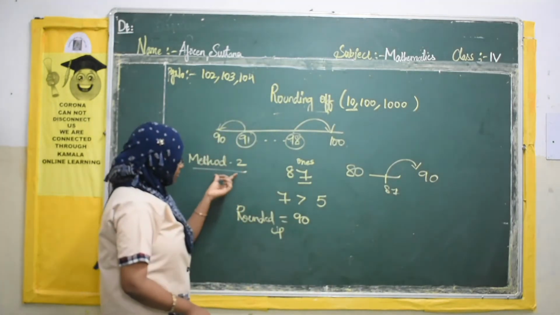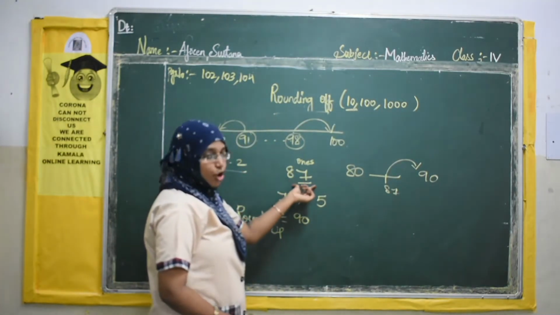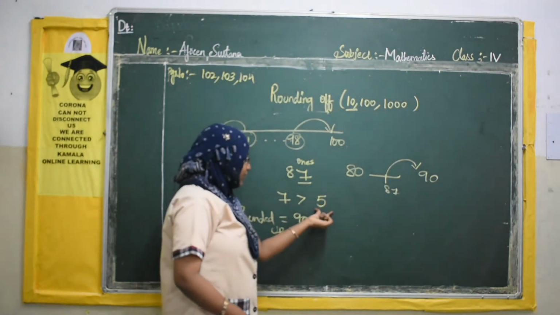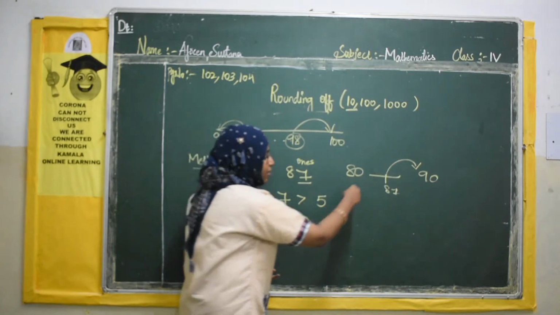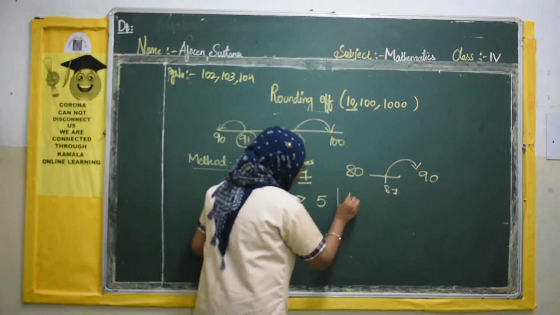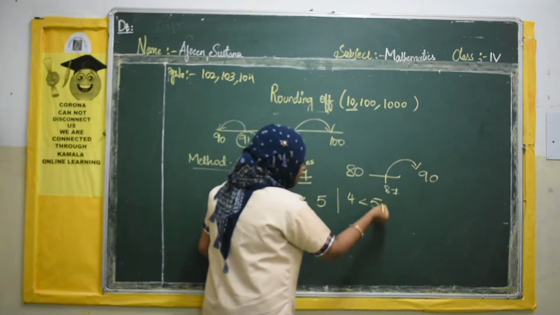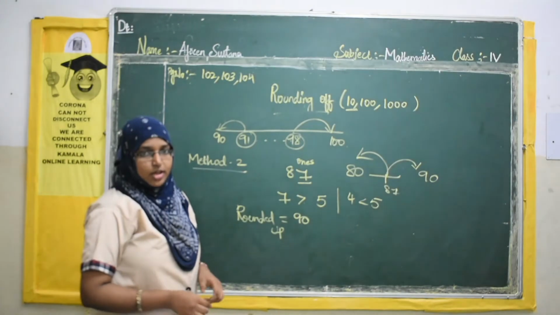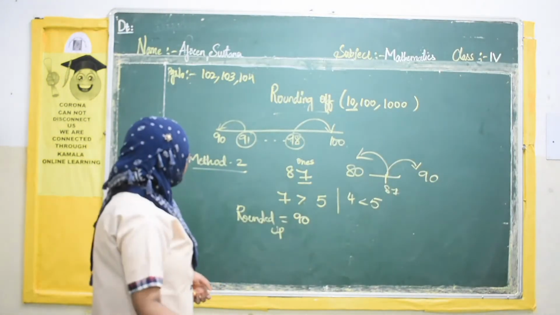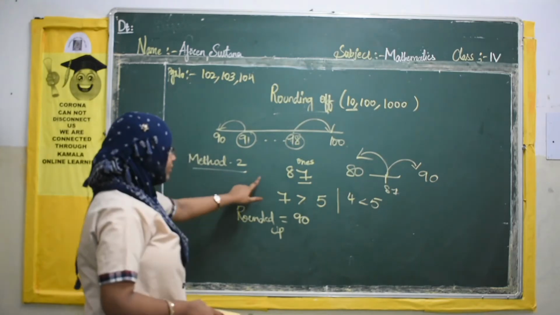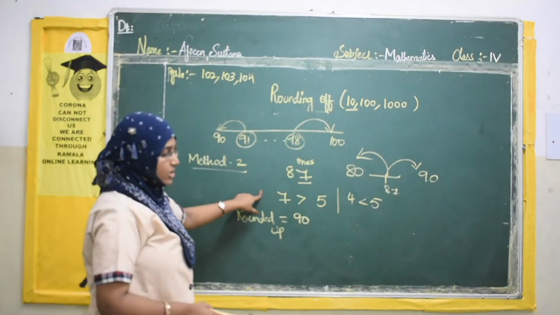Now this is the second method where you see the one's place and compare it with 5. If it is greater than 5, we will round up. If it is less than 5, supposing here it was 4, as 4 is less than 5, we will round to the left side. That is rounded down. Clear? Now let us see the same method. We will follow these two methods, but mostly we will go with method number 2. This is quite easy.